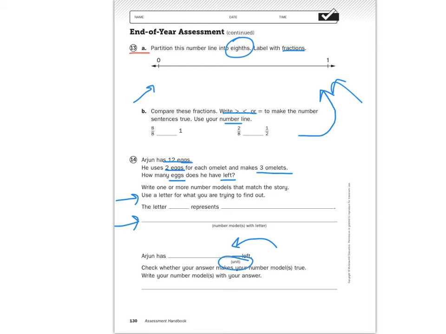Don't forget the unit. Check whether your answer makes your number models true. Write your number model with your answer. So instead of including the letter, this time you're going to include the actual answer in there, and do that only once you've checked to make sure it's true.